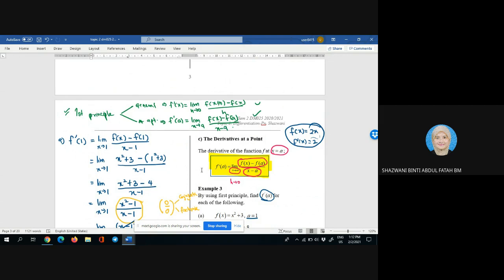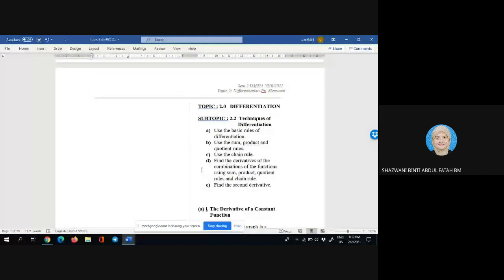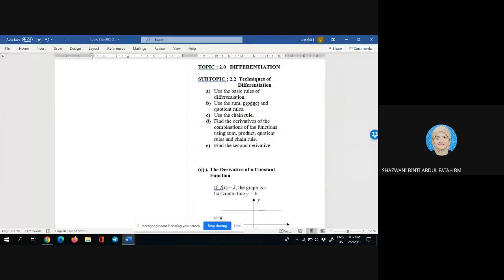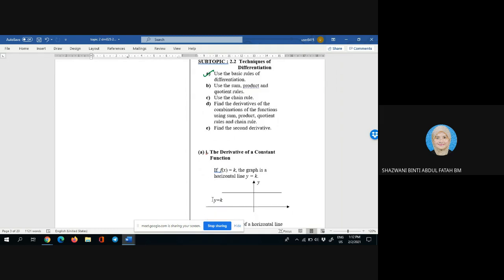Let us go to the next subtopic, 2.2 techniques of differentiation. Techniques of differentiation you all learned before in Form 5, so hopefully you can recall it. Today we just go for the first part, which is to use the basic rules of differentiation. We want to look at the basic rules of differentiation.